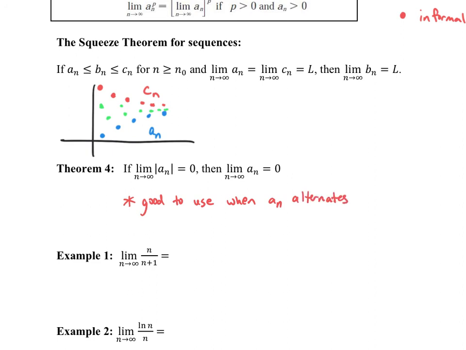Okay, so for example, if you have one that goes from a positive to a negative to a positive to a negative, or maybe you have one that goes positive, positive, positive, negative, positive, positive, positive, negative, you can take the absolute value and eliminate all the alternating signs and just look at the sequence as if it was all positive terms. If, when you do that, it has a limit of 0, then the original also has a limit of 0. And as a visual, it kind of looks like this.